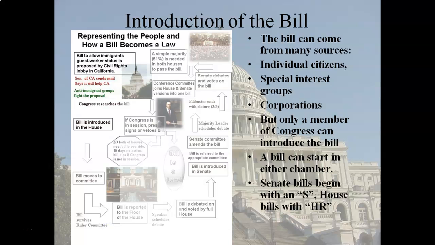If it starts in the Senate, the bill will always be given a number, and that number will have an S before it, standing of course for Senate. If the bill starts in the House, it will be given a number that begins with an HR. You might think that stands for House of Representatives, but it does not. The HR actually stands for House Resolution. So you'll have a number like S1002 or HR 1357, and those are how the bills are going to be numbered.